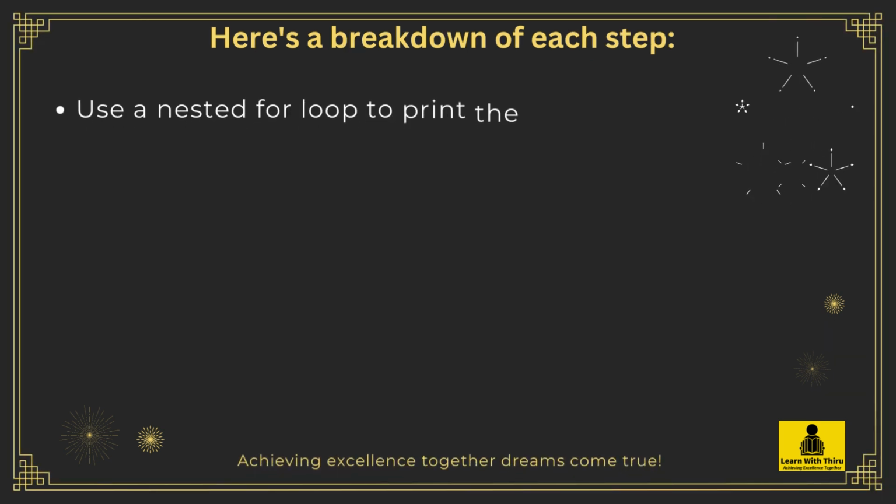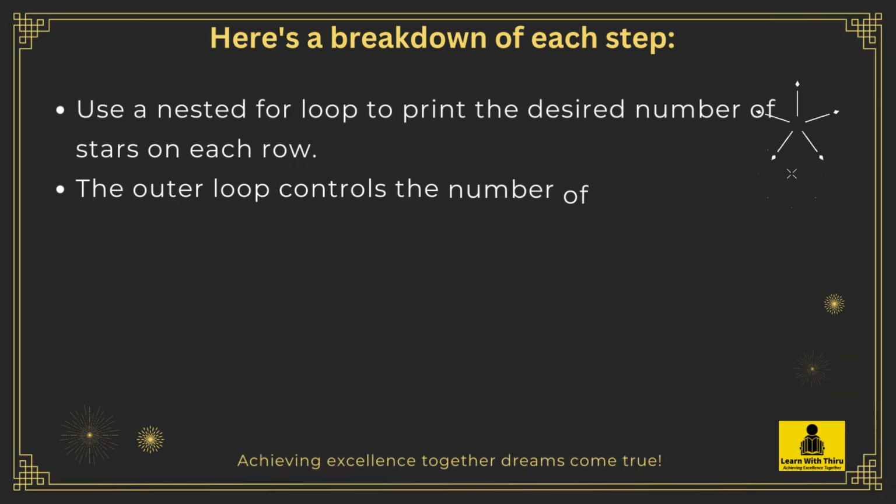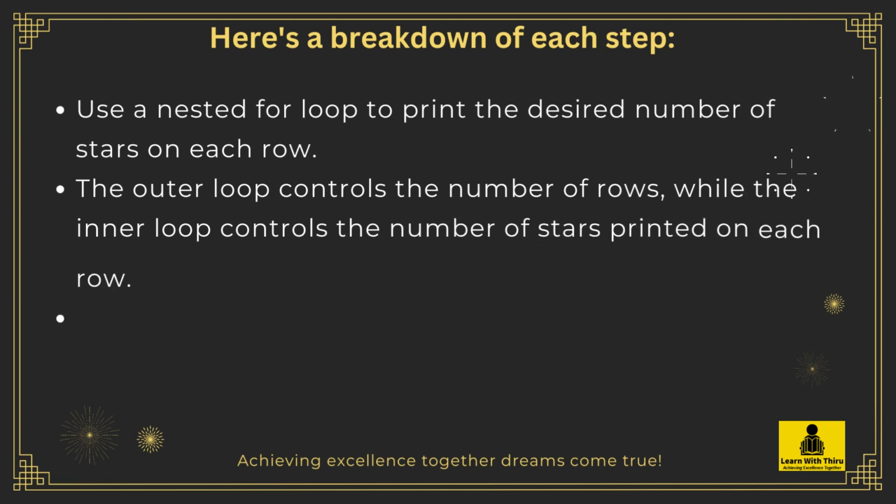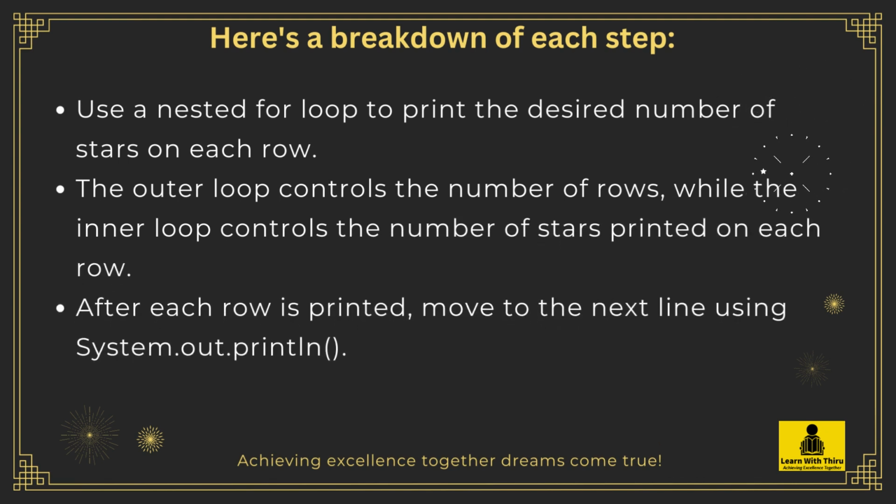Use a nested for loop to print the desired number of stars on each row. The outer loop controls the number of rows, while the inner loop controls the number of stars printed on each row. After each row is printed, move to the next line using System.out.println.